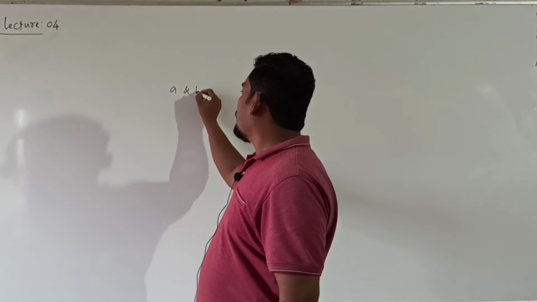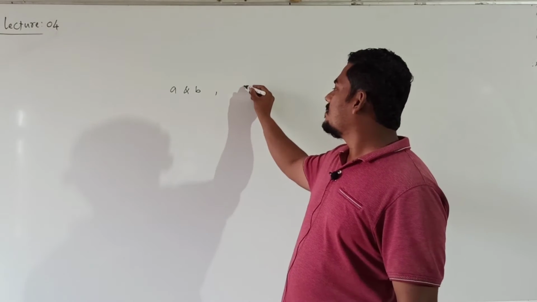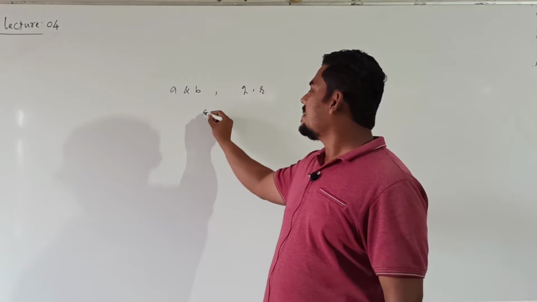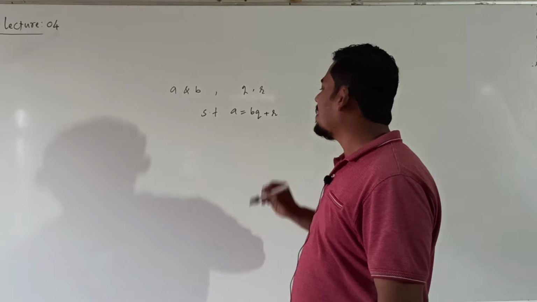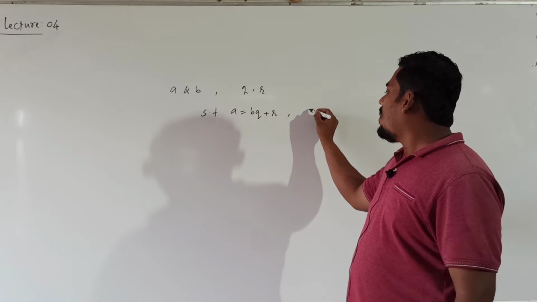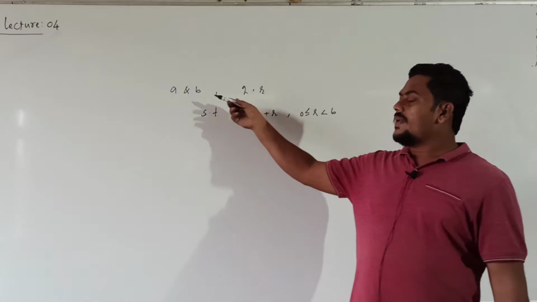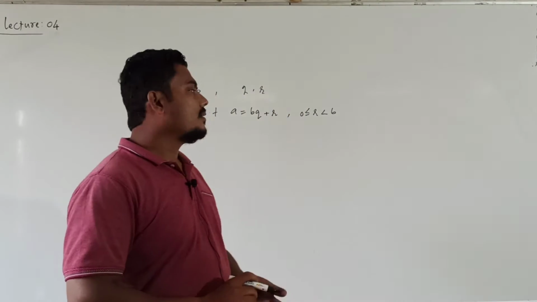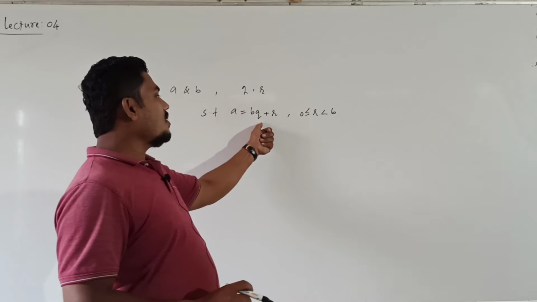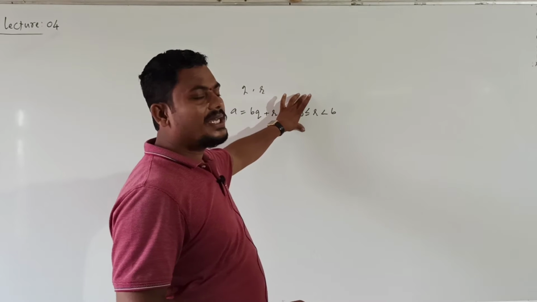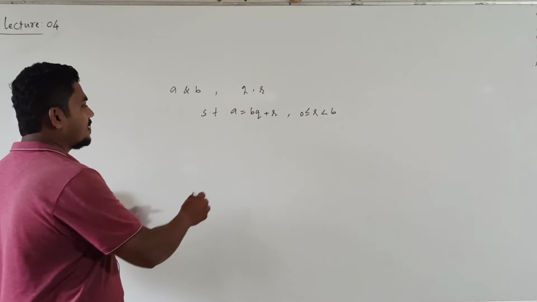If a and b are any two positive integers, then there exist two more integers q and r such that a is equal to bq plus r, whenever r should be greater than or equal to 0 and less than b. This is division algorithm for positive integers.